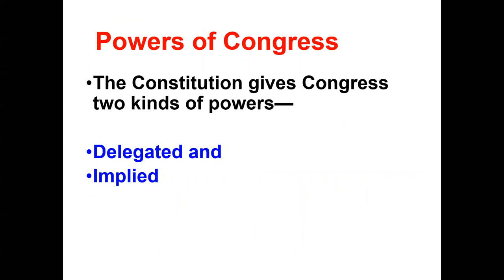So let's talk about the powers of Congress. The Constitution gives Congress 2 kinds of powers: delegated and implied powers. So let's look at these 2 kinds of powers one by one. First, delegated powers.